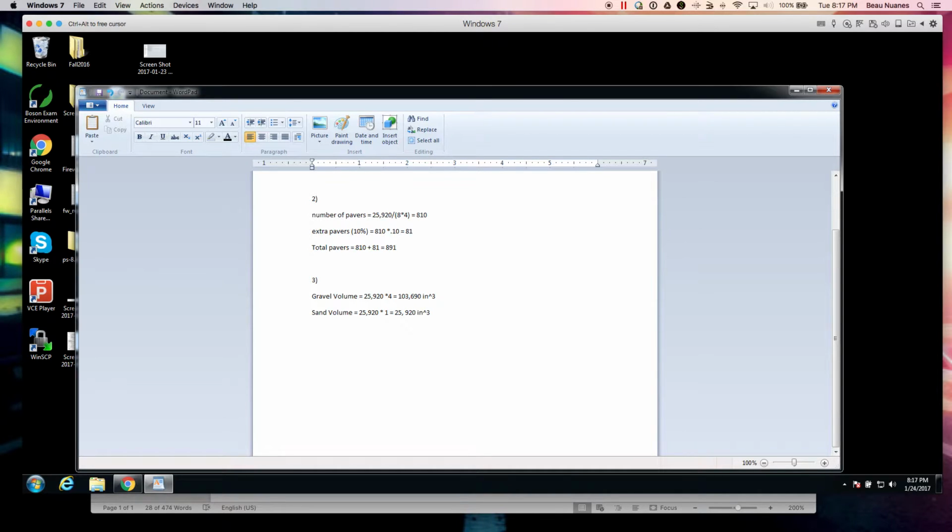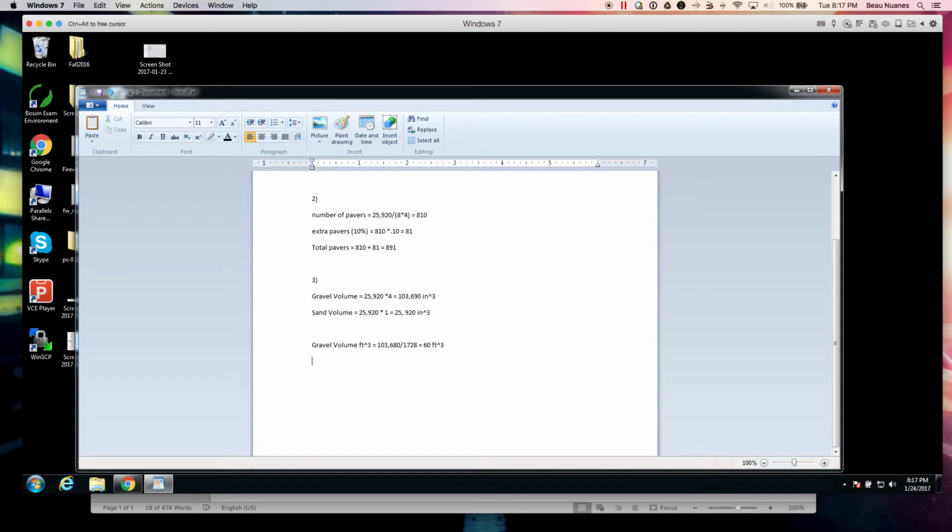Okay, so now we want to know the gravel volume in cubic feet. In order to get feet cubed, we're going to take that number that we had, 103,680, and divide that by 12 times 12 times 12, or 1728, because that's inches cubed. So it's 1728 cubic inches per cubic foot. That's going to give us 60 feet cubed.